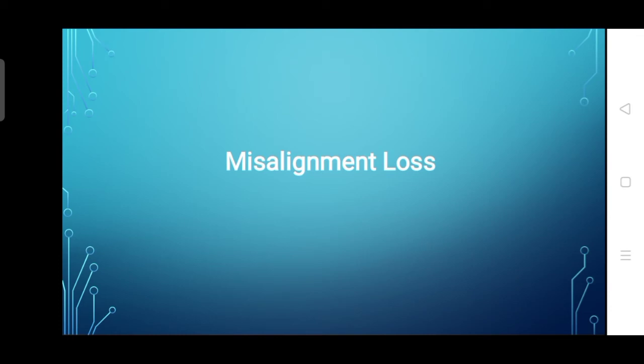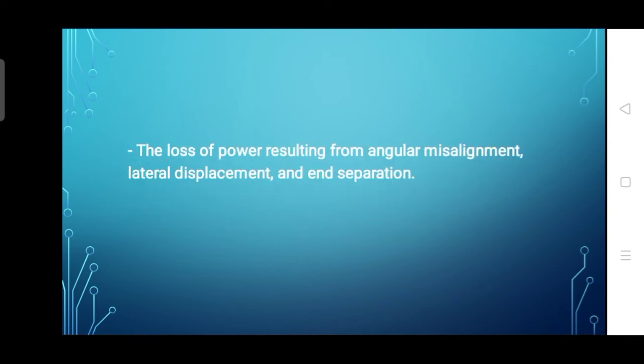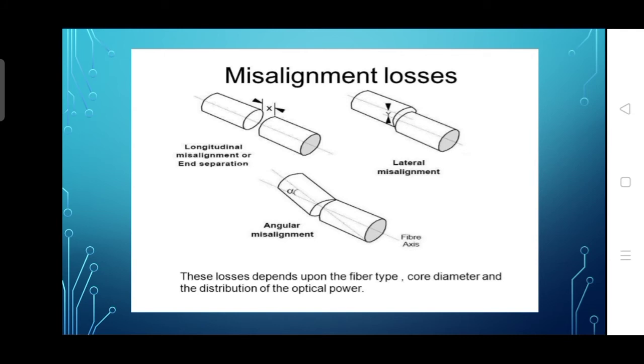And next is the misalignment loss. In waveguide design and construction, angular misalignment loss is power loss caused by the deviation from optimum angular alignment of the axis of source to waveguide, waveguide to waveguide, or waveguide to detector. The waveguide may be dielectric or metallic. The loss of power results from angular misalignment, lateral displacement, and end separation. Those three are the three types of misalignment loss.